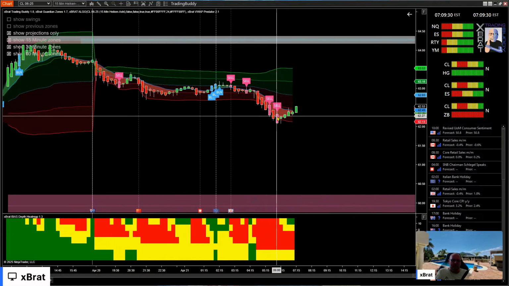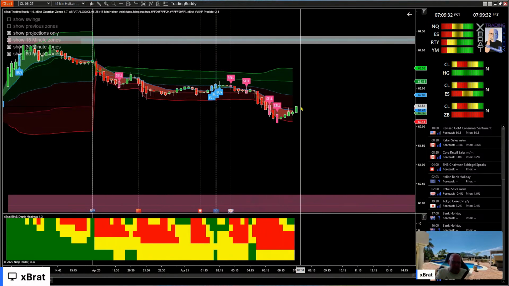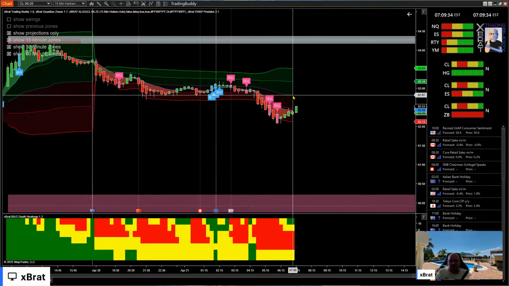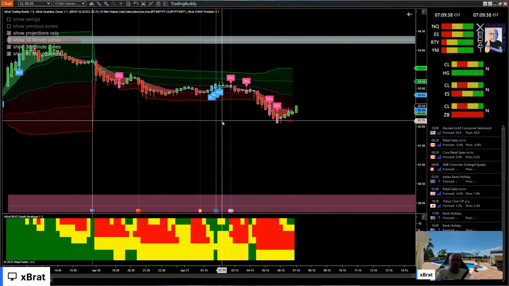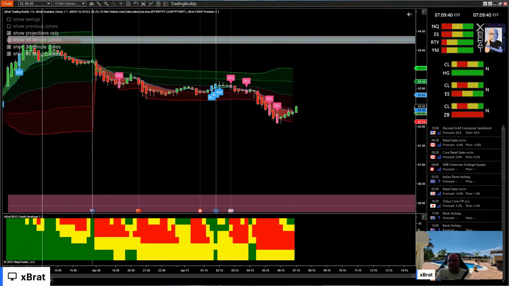If I was going to get a signal, and this is the VWAP Predator, there's other signals and types of strategies, I'd want the confirmation. Otherwise, not interested.